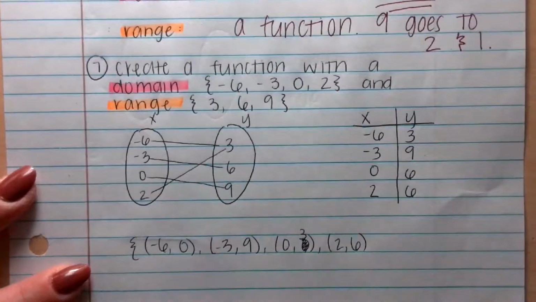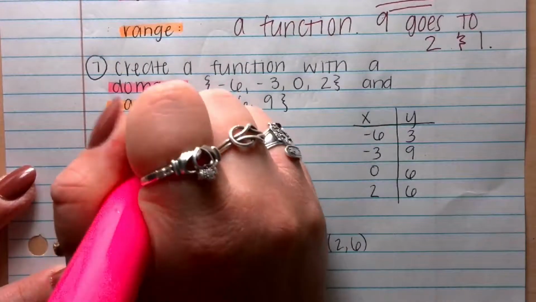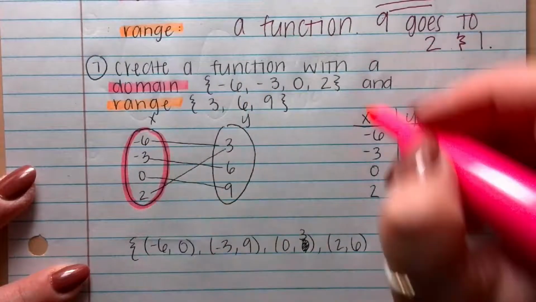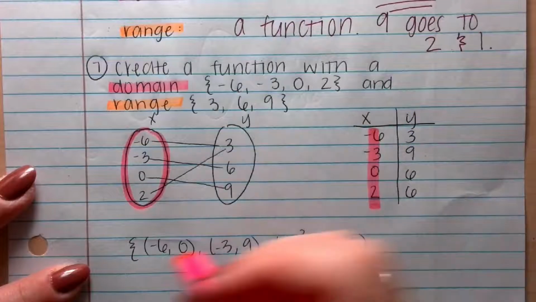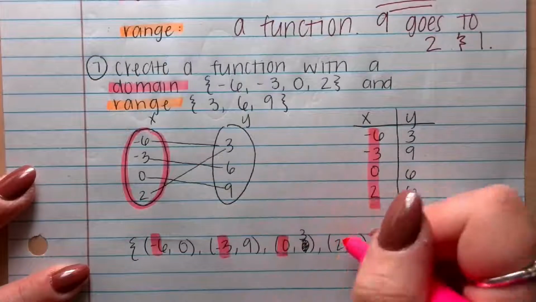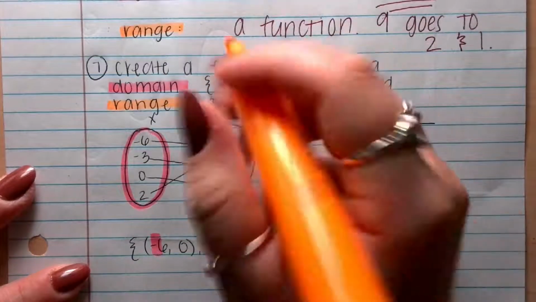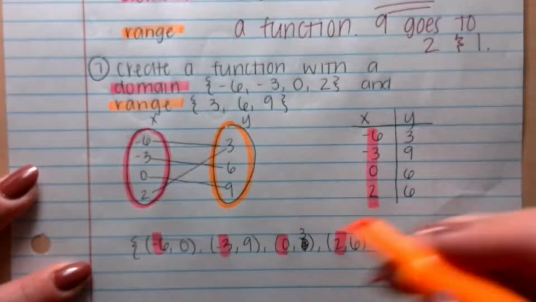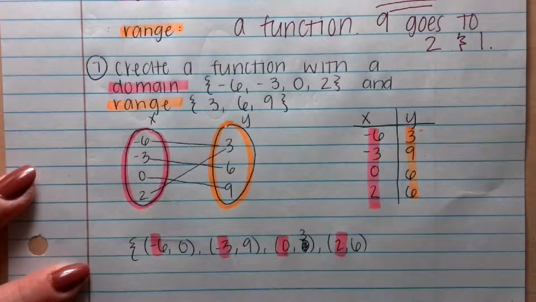So we have to double check our color coding. Go back and make sure we actually used all of the correct numbers appropriately. -6, -3, 0, 2. Yep, we are good for our domain. Now our range. We have that 3, 6, 9, which is good.